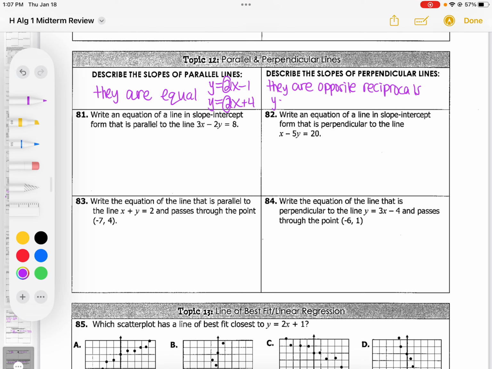For example, y equals, let's say, 1/3 x plus 2. This one has a slope of positive 1/3. The slope that is an opposite reciprocal of positive 1/3 would be negative 3/1. So y equals negative 3x, let's say minus 8, the y-intercept doesn't matter, it's all about the slope. So for these questions, you're going to be creating equations of lines that are in different forms that are parallel or perpendicular to other lines.